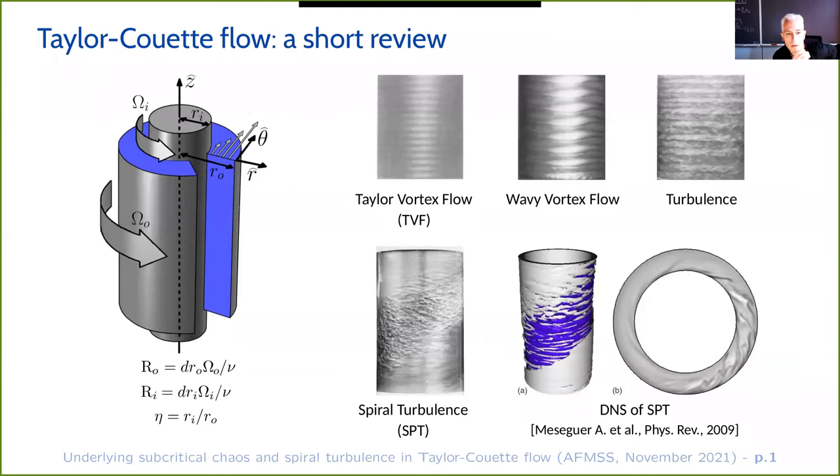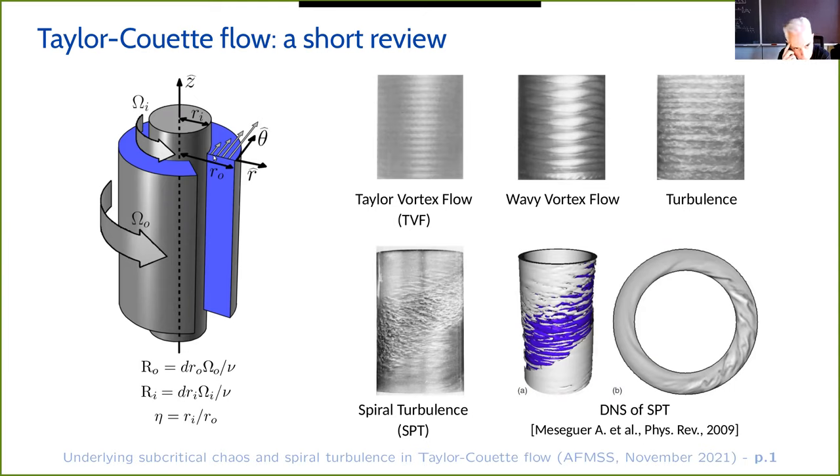For those who are not familiar with the Taylor-Couette problem, this is essentially the study of a viscous fluid which is confined between two coaxial cylinders of radius R_I and R_O. The two cylinders are rotating independently around their common axis with angular velocities omega_I and omega_O. From these two quantities, we can obtain two Reynolds numbers: R_O, which is the outer Reynolds number, the rotation of the outer cylinder, and R_I, which is the Reynolds number associated with the speed of the inner cylinder. Eta is the radius ratio, which measures the gap thickness.